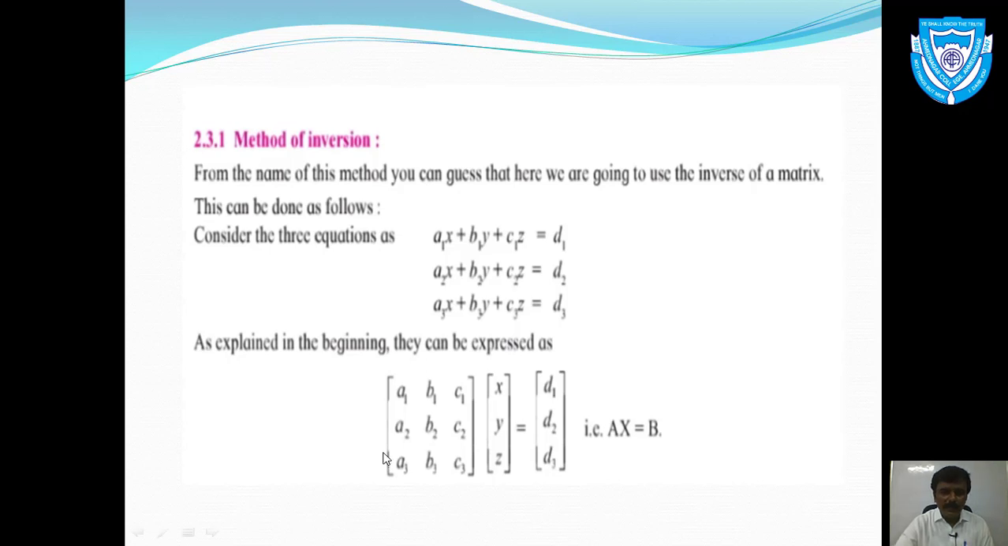Now you can observe that here in the first bracket capital A is equal to [a1 b1 c1; a2 b2 c2; a3 b3 c3]. What are these numbers? These are nothing but the coefficients of x, y, z in all the three equations. So this first matrix is denoted by capital A, which is known as matrix of coefficients. Now afterwards look at this column matrix. You can see there are three variables in all the three equations, x, y, z, and all of them we have written in just one matrix.